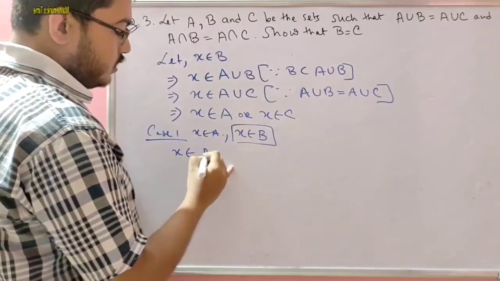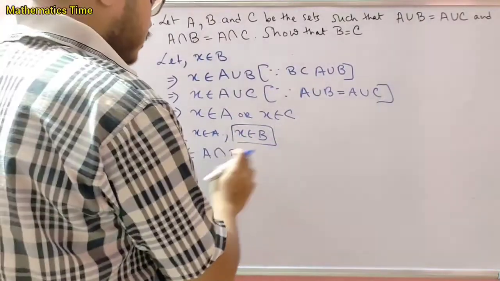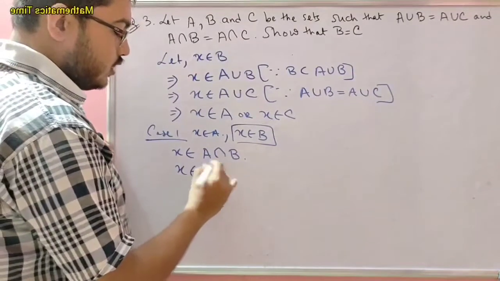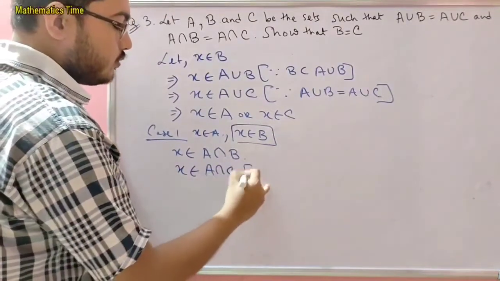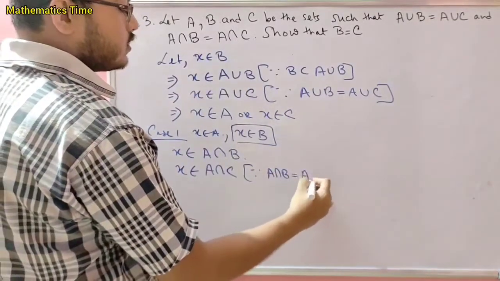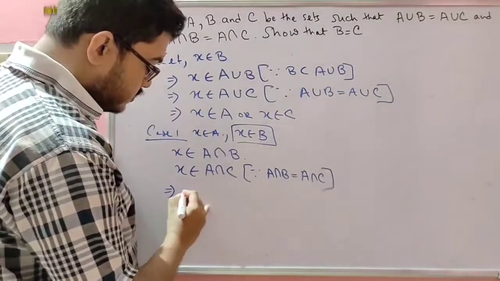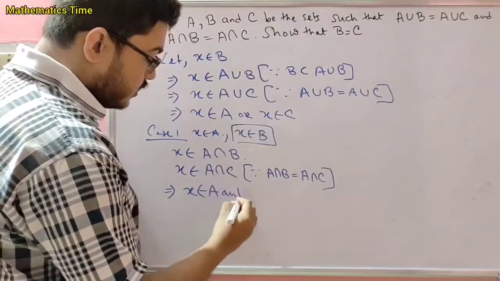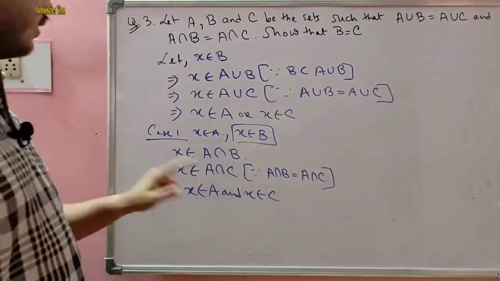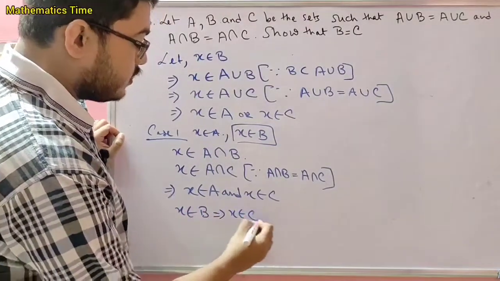What does that mean? X belongs to A and X belongs to B means X is an element of A intersection B, the common elements. Now X is an element of A intersection B means X is an element of A intersection C. Why? A intersection B is equal to A intersection C. It means X belongs to A and X belongs to C. So we started with X belongs to B, and we ended with X belongs to C. X belongs to B implies X belongs to C from case 1.